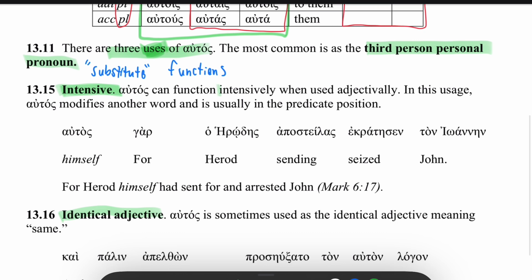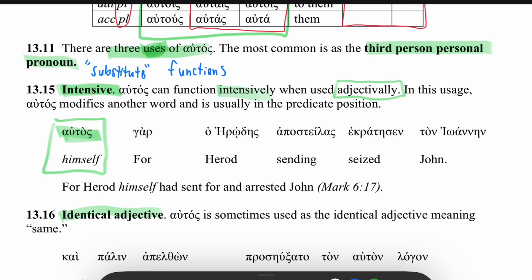Autos can function intensively when used adjectively. So adjectively, when it's modifying a noun, in this usage, autos modifies another word, and it's usually in the predicate position, if you remember our section on modifiers in chapter 11. So here we have autos gar ho Herodes apostelos ekratesin ton Ionian. So autos there is obviously the word we're looking at because that's the only pronoun we see in here.